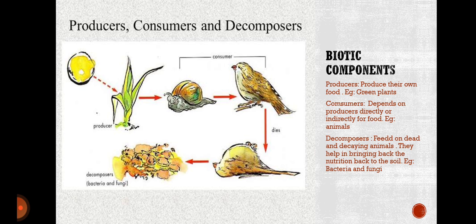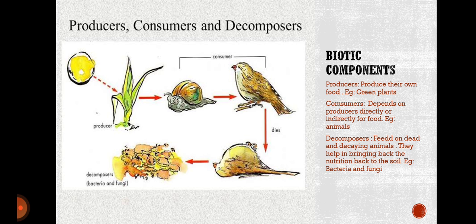Biotic components of an ecosystem are of three types. The first type is producers. From the name we can guess that these organisms are capable of producing their own food. We know that the organisms which are capable of producing their own food are green plants, by the process of photosynthesis. The second type is consumers. These consumers are directly or indirectly dependent on producers for their food. What does indirectly mean? Indirectly means that organisms will feed on the organisms which already fed on the producers. The examples of consumers are animals.